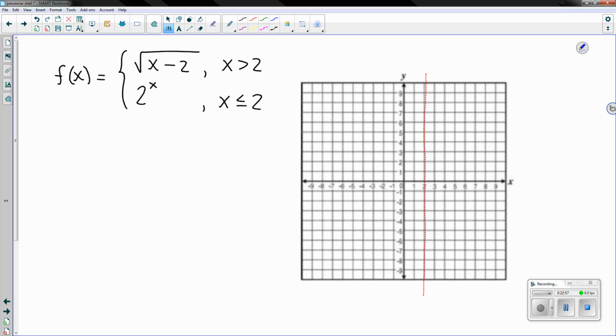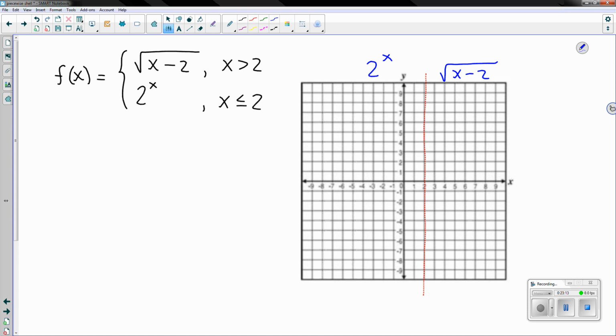So when x is greater than 2, that means to the right of 2, I get to graph the square root of x minus 2. When it's less than or equal to 2, so to the left of it, I get to graph 2 to the x. So this first function is a square root function. The second one's an exponential.